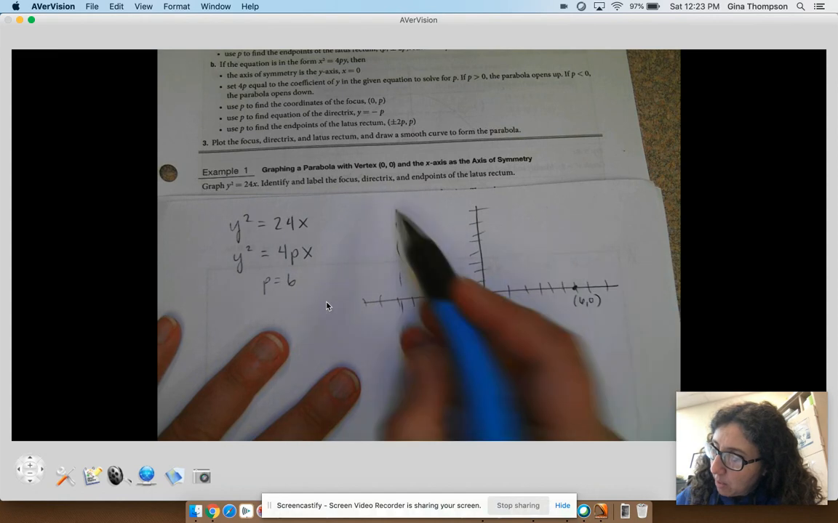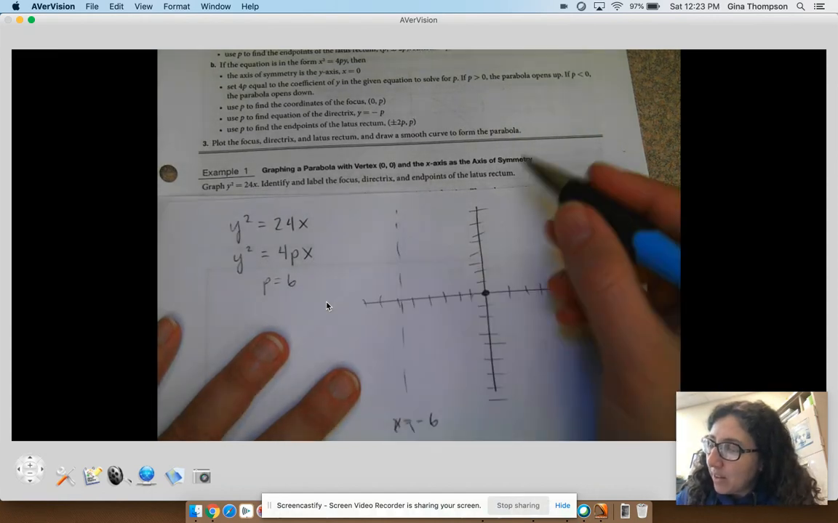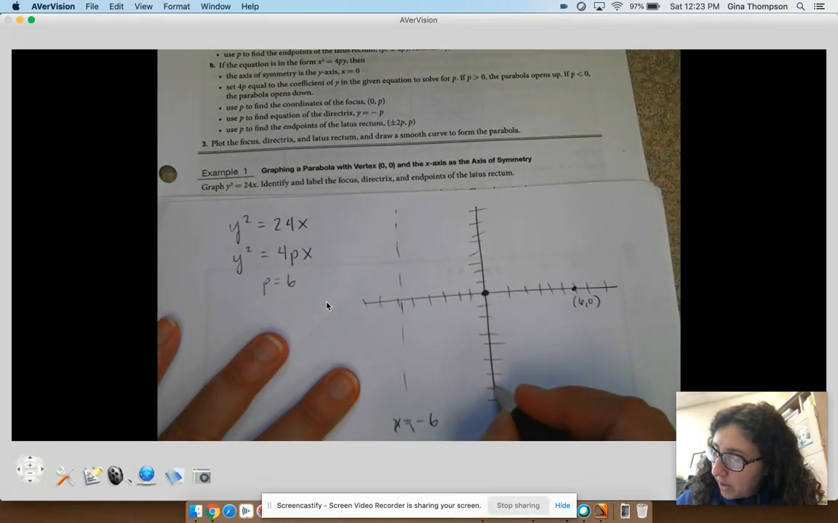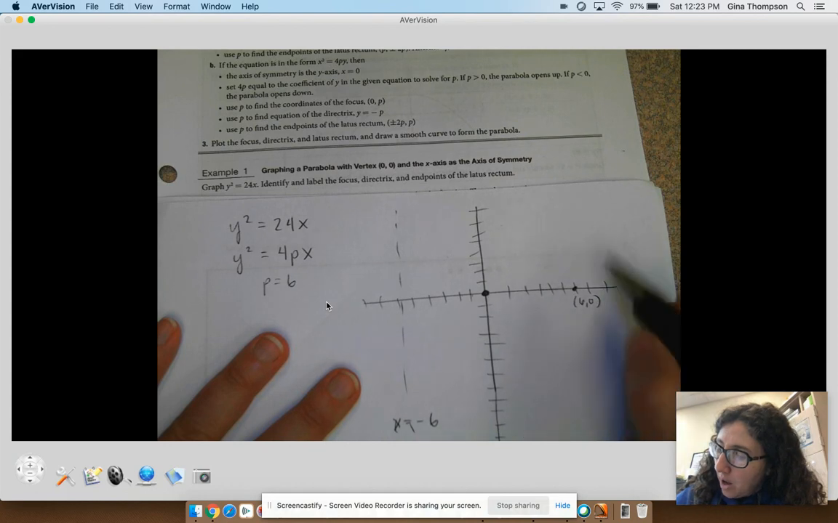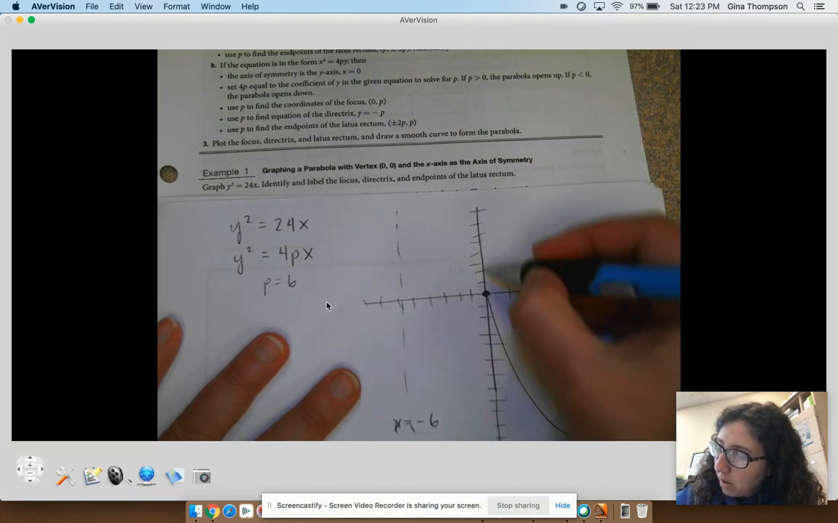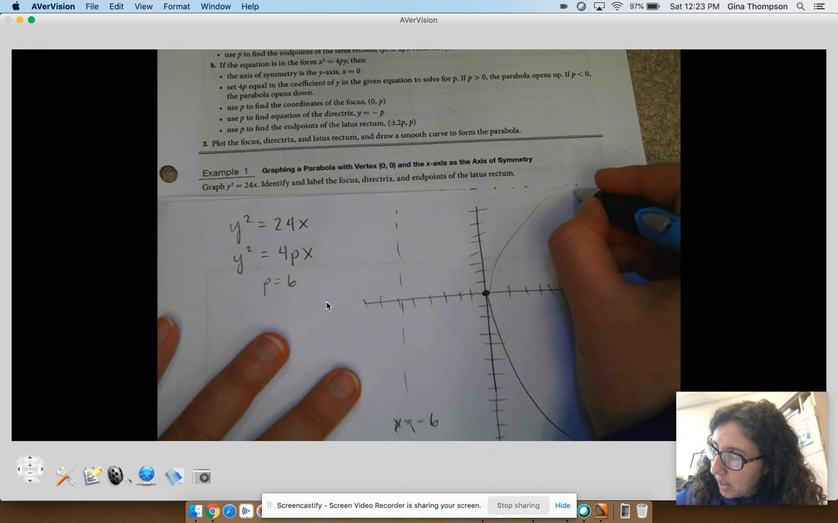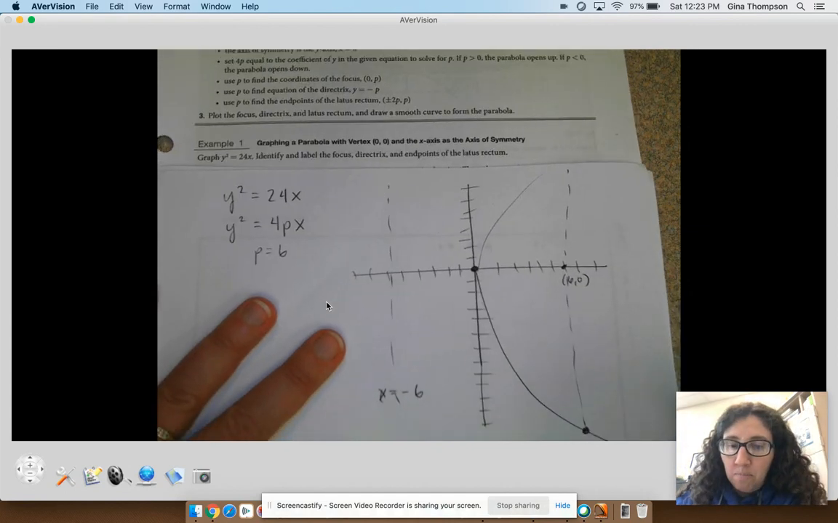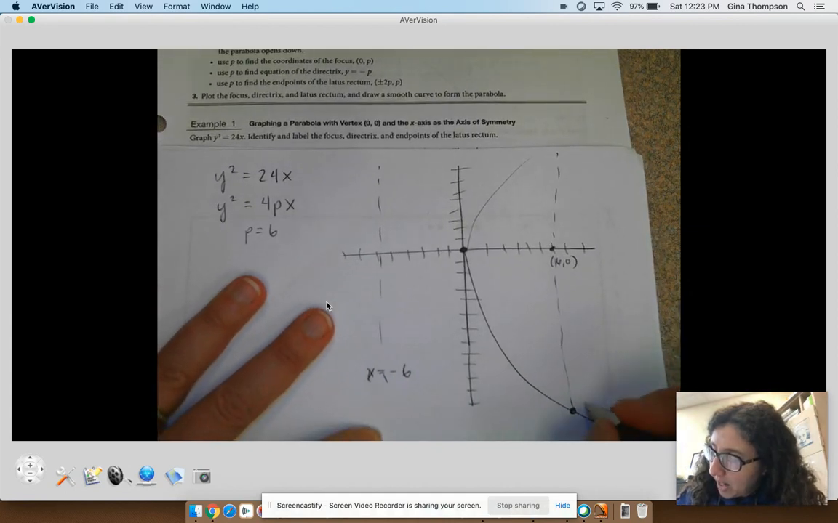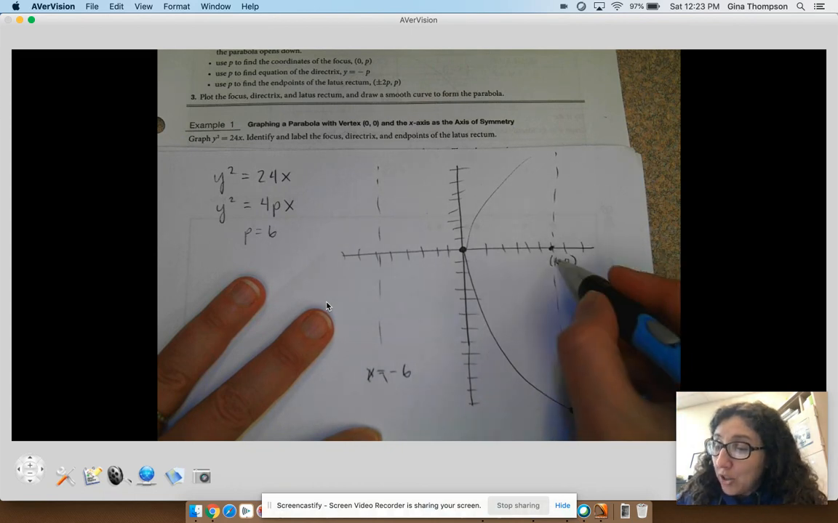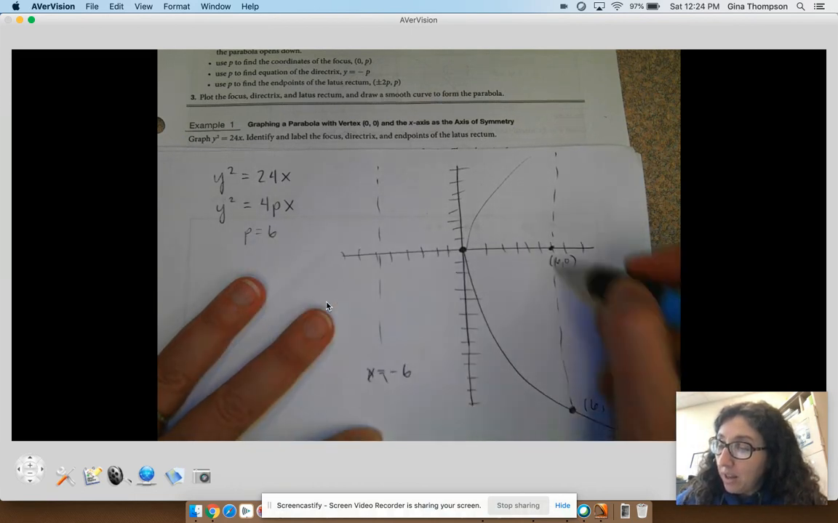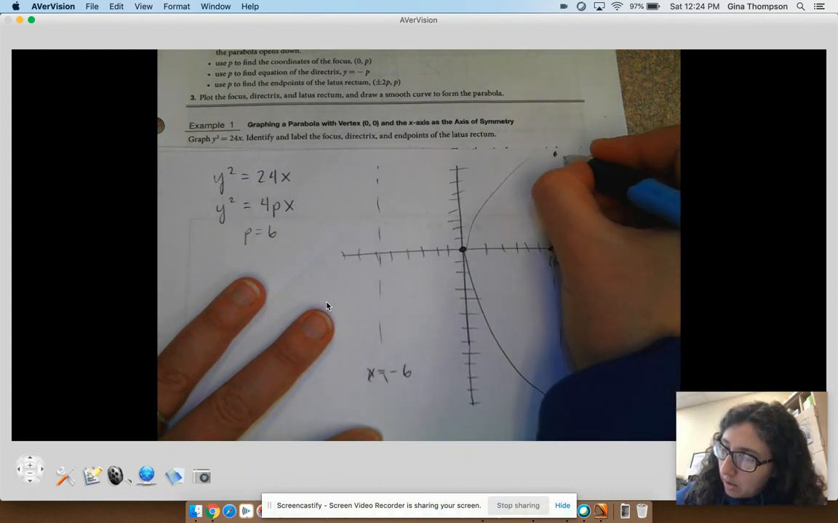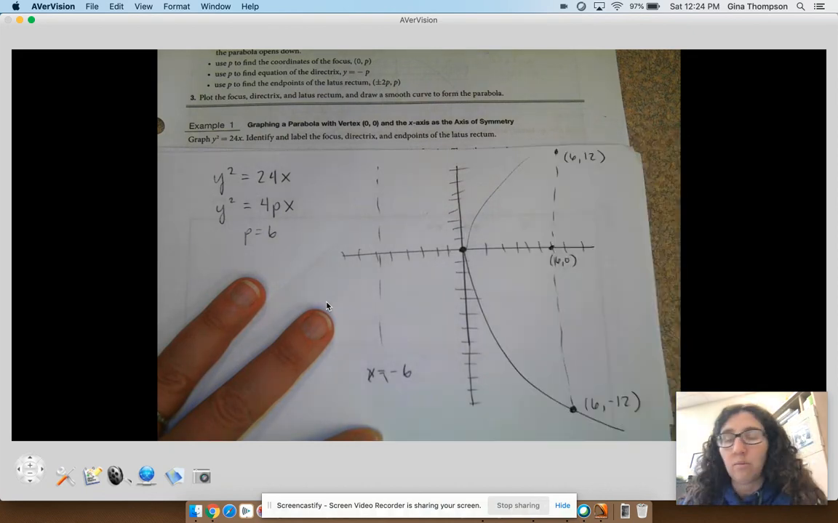They wanted us to identify and label the focus, the directrix, and the endpoints of the latus rectum. If p is 6, obviously I did not draw this big enough again. I have a tendency to do that. What's our parabola going to look like? It's going to look like this, and our latus rectum looks like this. What's this point here? Well, the x value is going to be 6, and our p value is 6. 2p is this distance here, so -12. And then up here, let's pretend I drew enough, it's going to be (6, 12).